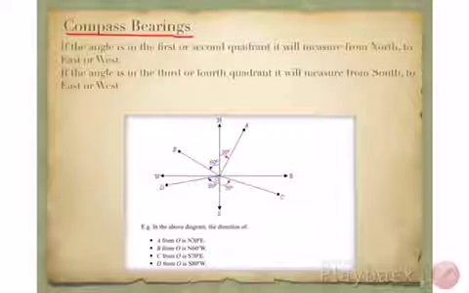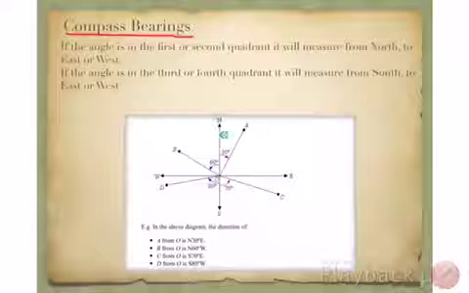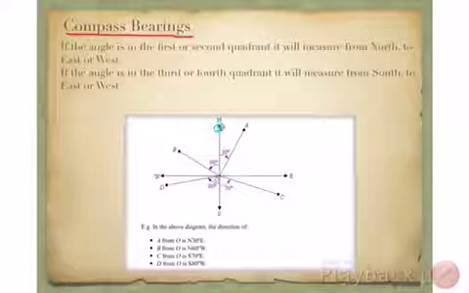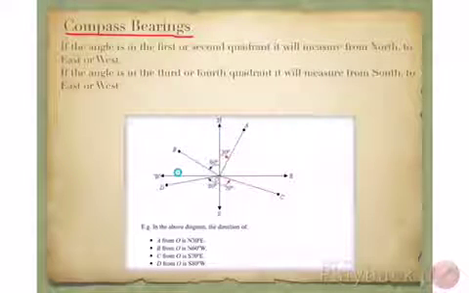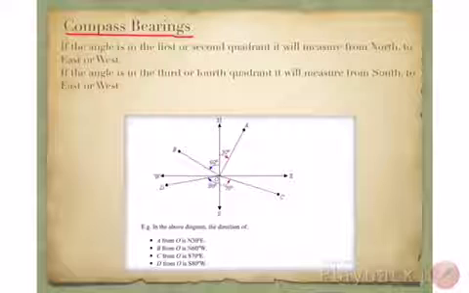Compass bearings: if the angle is in the first or second quadrant, so if it's in this quadrant or this quadrant, then we're going to measure from north, that's my starting point, to east or west. So from A, I'm going to be measuring from north to east. For B, I would be measuring from north to west, and it's that distance in between. So N to A, I'm going to be looking at N30 east. For B, I'm going from north to west, so my N and my W are my letters, and then the distance from north to B is going to be 60 degrees, so it's N60 west.